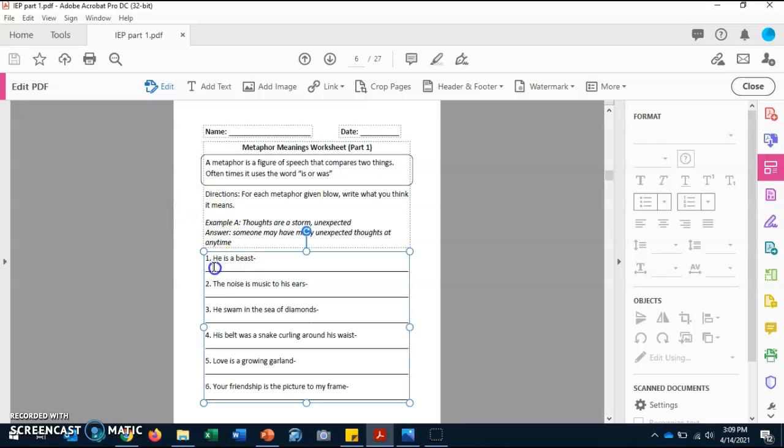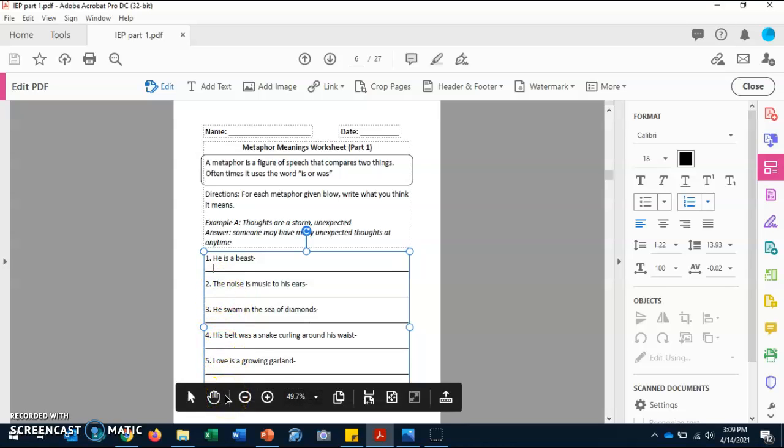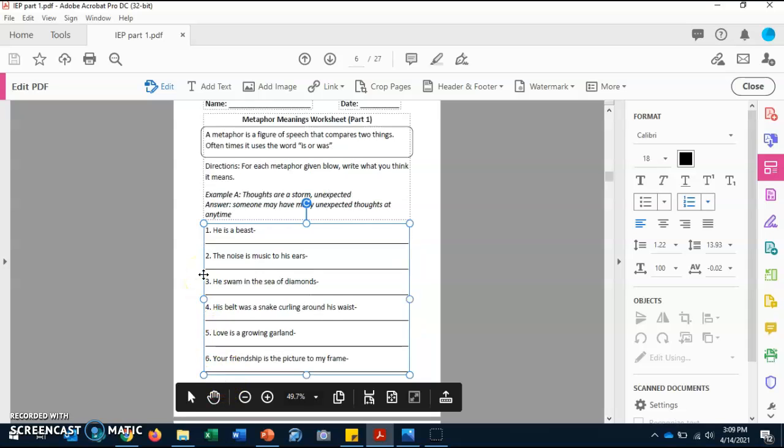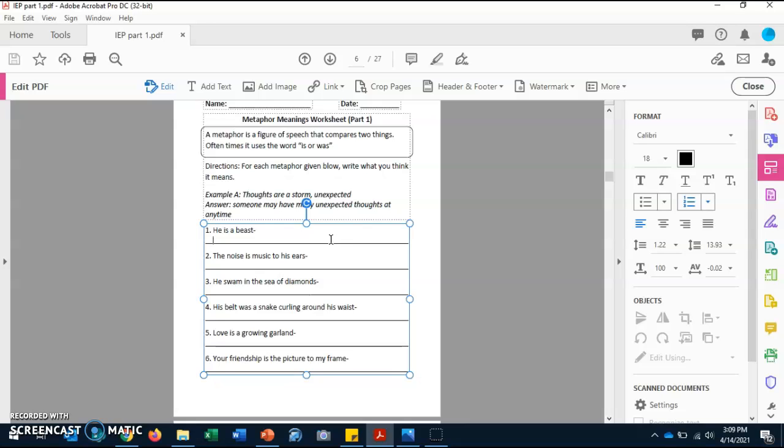And your assignment, Matthew, it says, a metaphor is a figure of speech that compares two things. Oftentimes, it uses words like is or was. The directions for this worksheet are, for each metaphor below, write what you think it means. So, here they gave you 6 metaphors, and they want you to write down what you think that means. This is based on your personal opinion. Whatever you think that metaphor means, you're going to write it here in the bottom. I am going to do one of the questions with you as an example, and you will do the rest on your own.